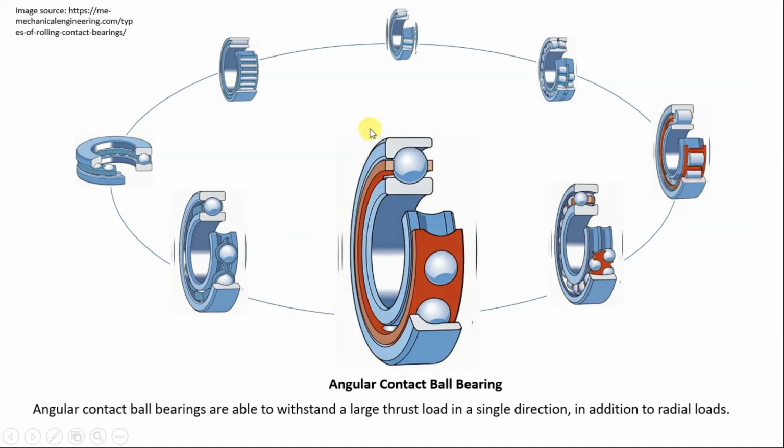This kind of bearing can take the load at some angle. Angular contact ball bearings are able to withstand a large thrust load in a single direction in addition to radial loads. It can take radial loads and it can take thrust load, means axial load, in one direction only. You can see from this picture, if the load is acting from right to left, then it can resist. But if the load is acting from left to right, then the ball will escape from this space.